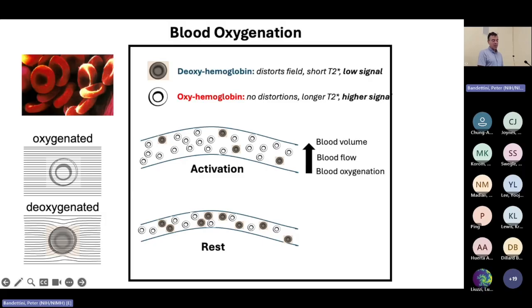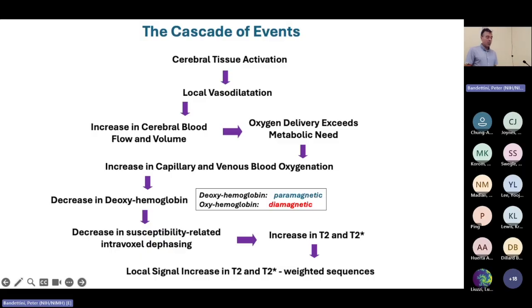So during rest, you have some sort of signal that's down. During activation, you have less deoxyhemoglobin present. So flow, volume, and oxygenation go up. And I showed this chart before. This cascade of events: cerebral tissue activation, vasodilatation, an increase in cerebral blood flow and volume. The oxygen delivery exceeds metabolic need. I talked a little bit about how we still don't know exactly why it should do that, but it's mostly either to deliver the oxygen if it's diffusion limited or to remove waste. Increase in capillary venous oxygenation.